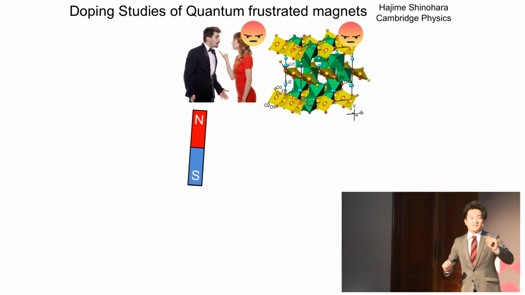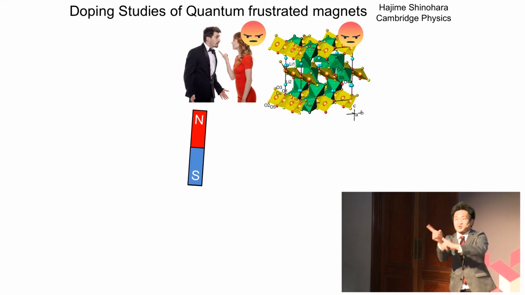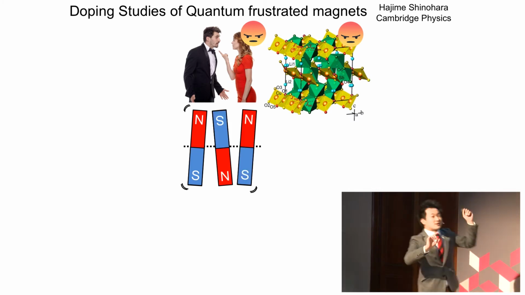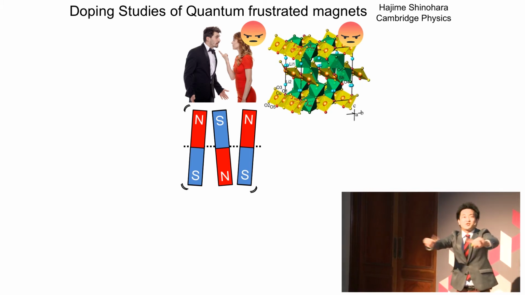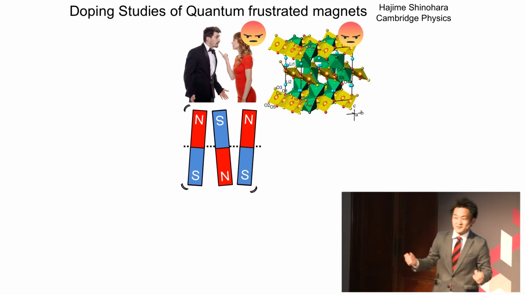As magnet properties, north and north repels, but north and south attracts each other. When the magnets are located in a specific situation, they are continuously repelling and attracting and can't be stable. This is called frustration, technical term.